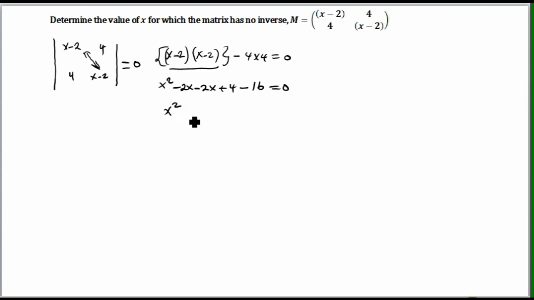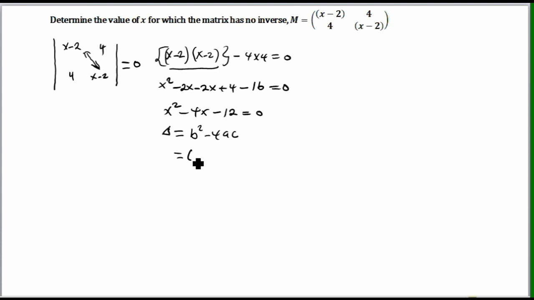Okay, x squared minus 2x minus 2x is minus 4x, and then plus 4 minus 16 is minus 12, equals 0. This is a quadratic equation, and the solution depends on confirming whether this quadratic equation has real roots, using b squared minus 4ac. Let's see if it is greater than or less than 1. If the result is greater than 1, then this equation has real roots. If the result is less than 1, then there are no real roots for this equation.